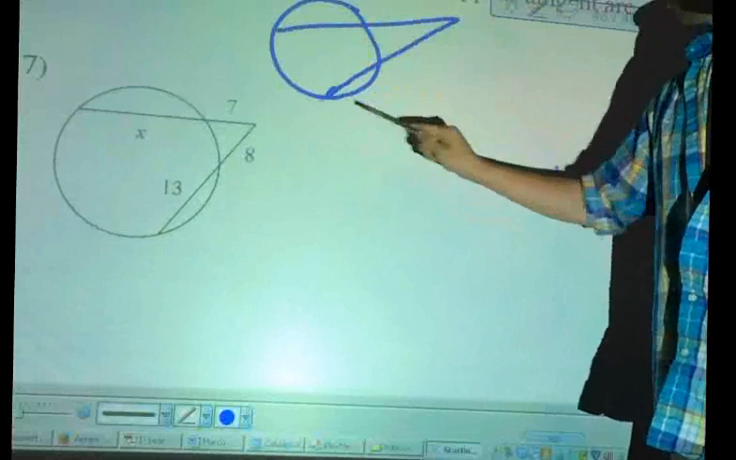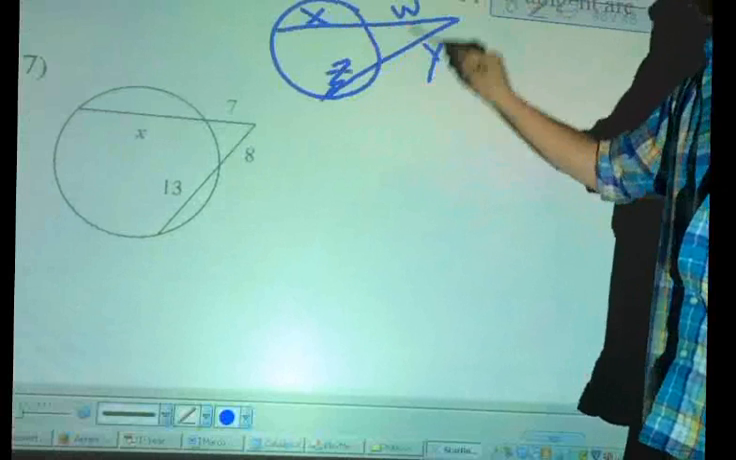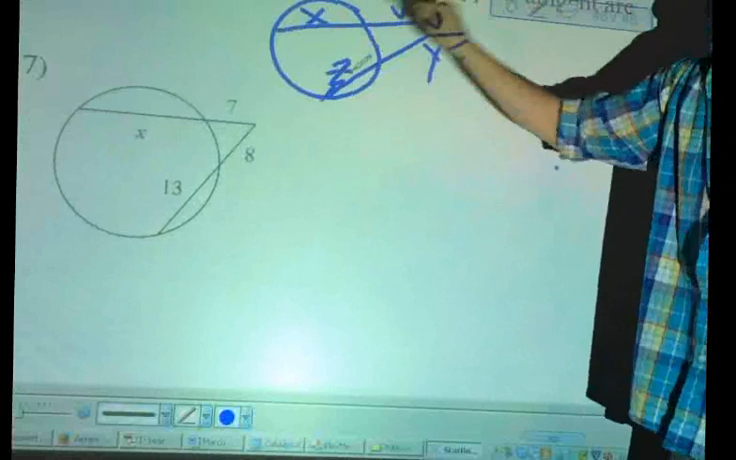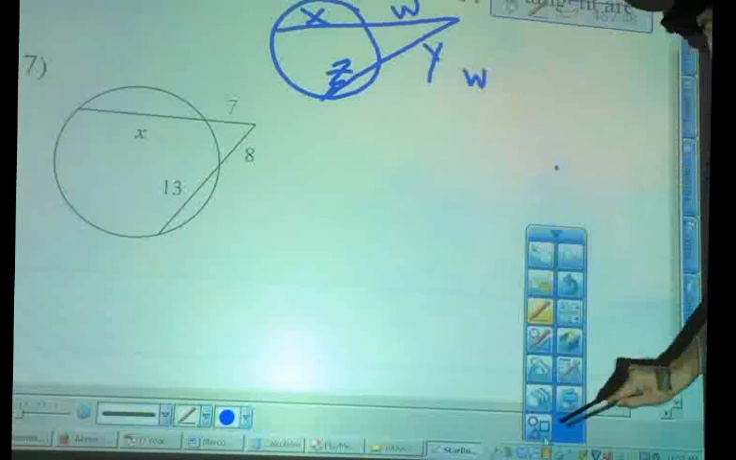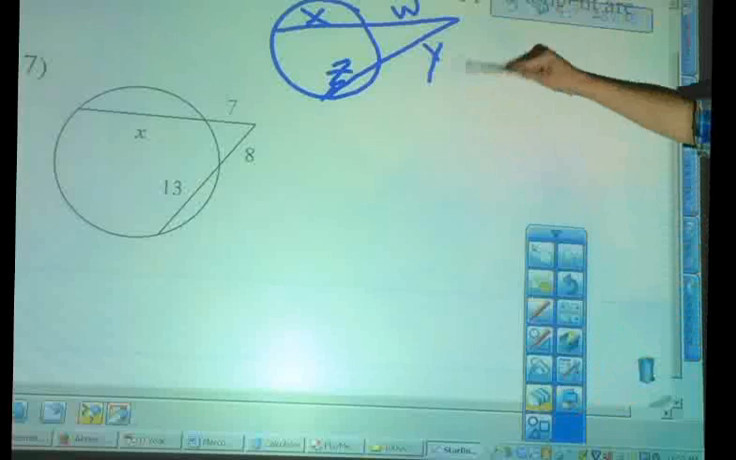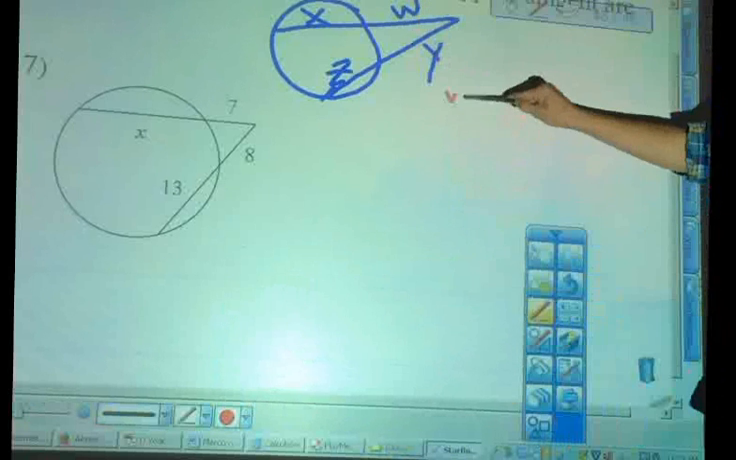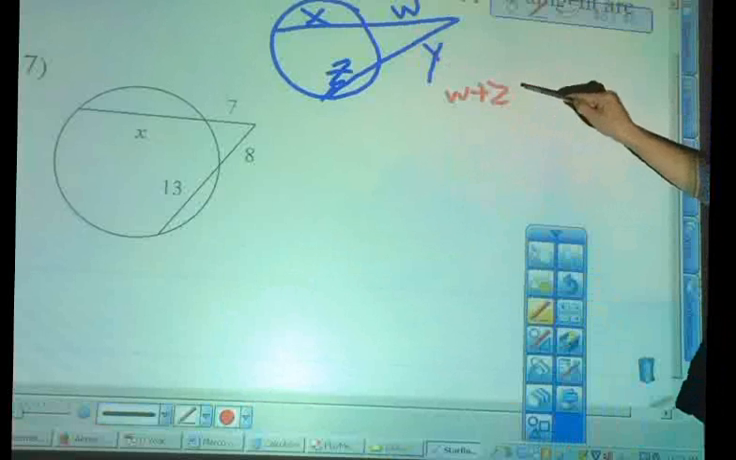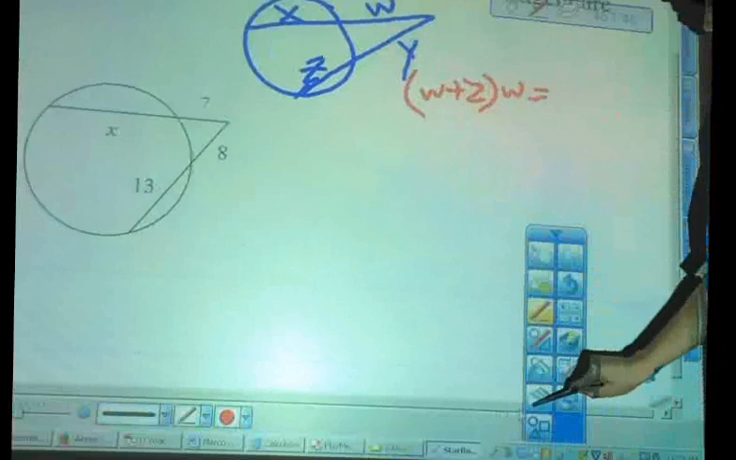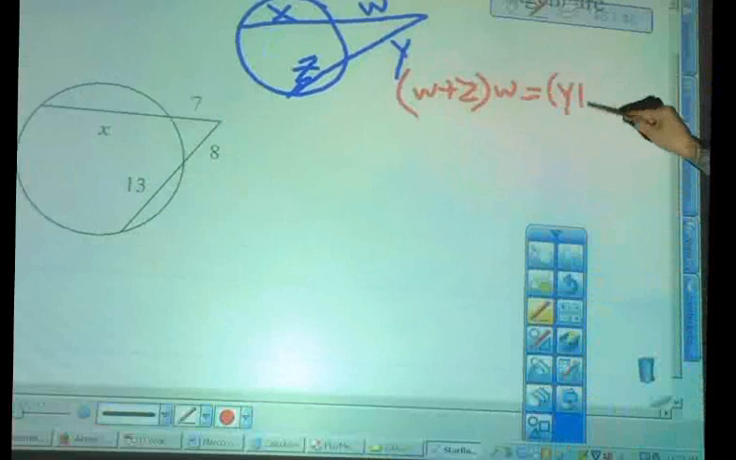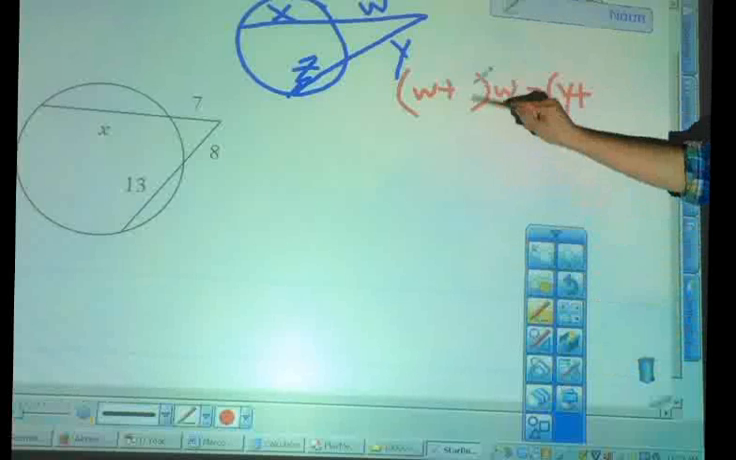All right? So W, X, Y, and Z. That's the way I remember to do it. I kind of go in that order. W, X, Y, Z. And so the rule was, let me do the formula in red. So what we're going to get is our formula, W plus X times W equals Y plus Z times Y. Sorry, I said W plus Z at first, but I actually meant W plus X.